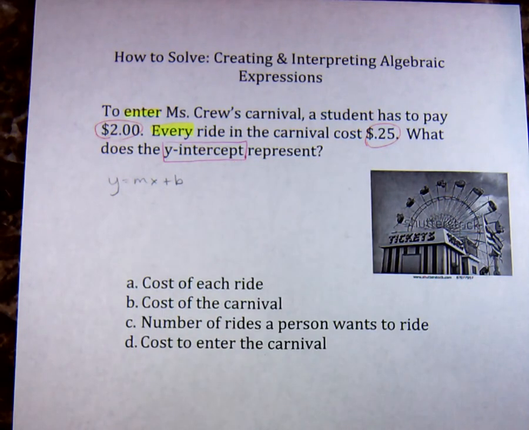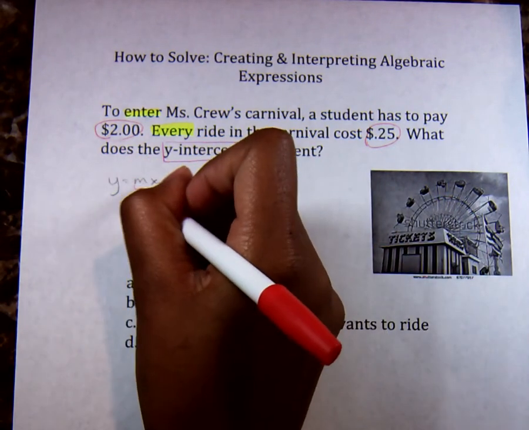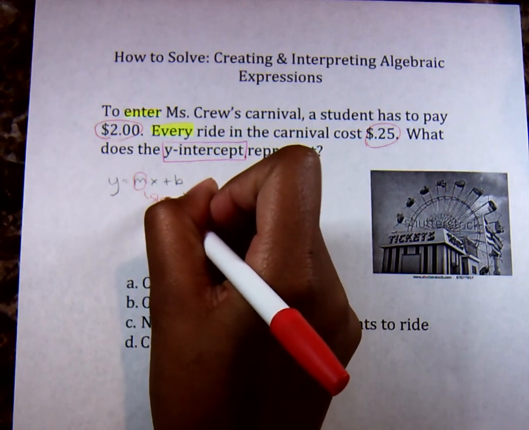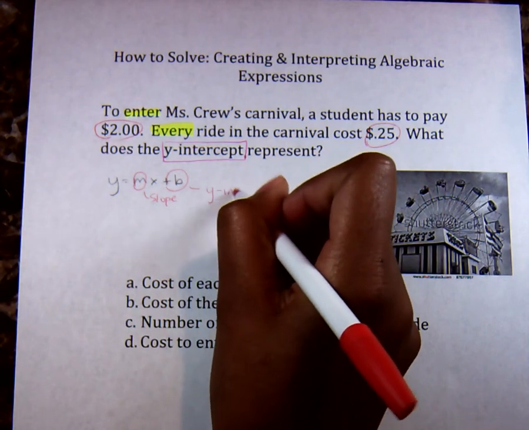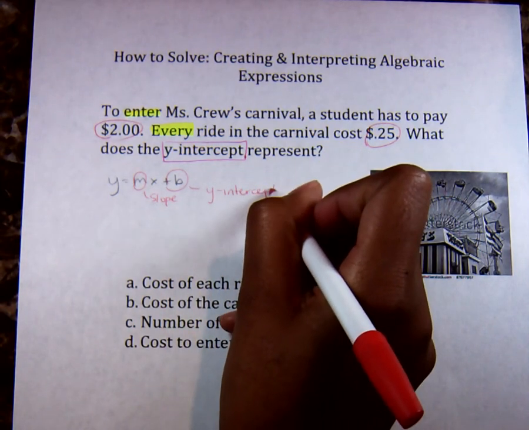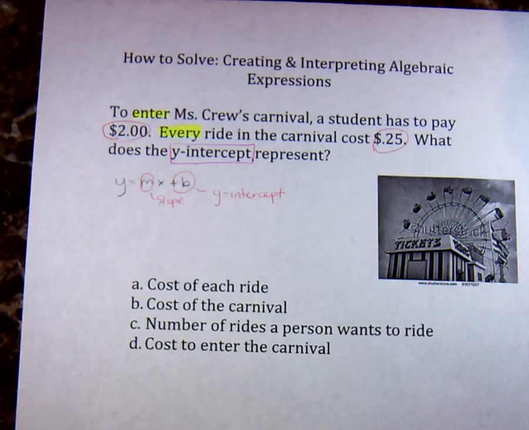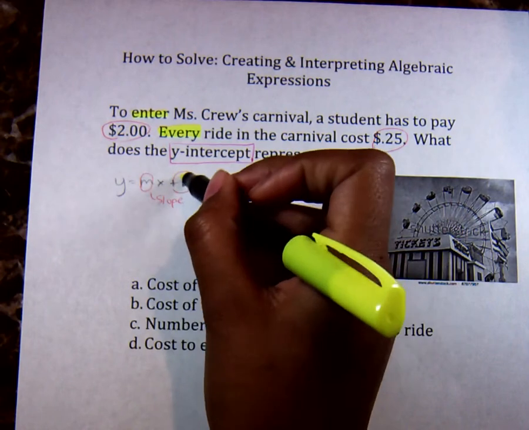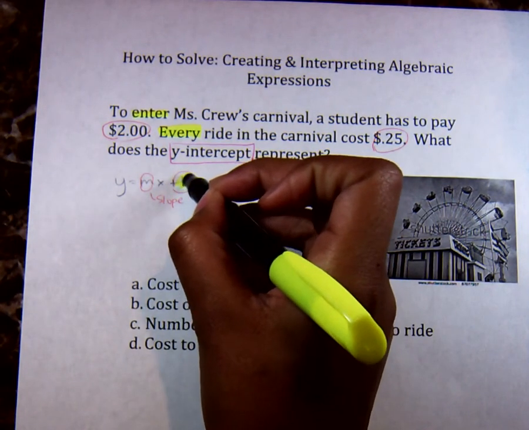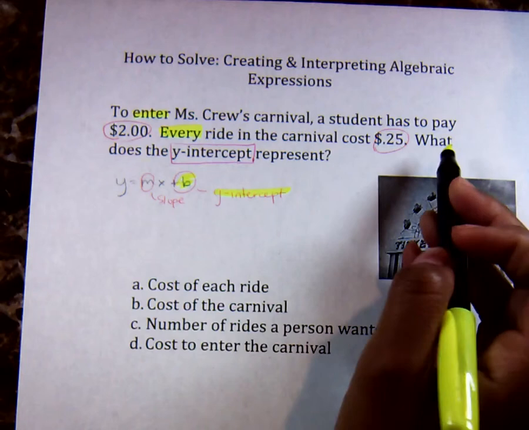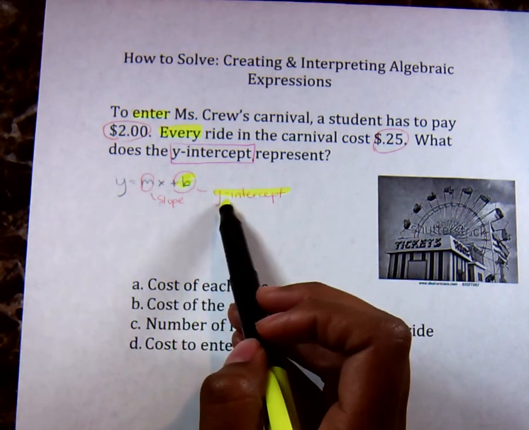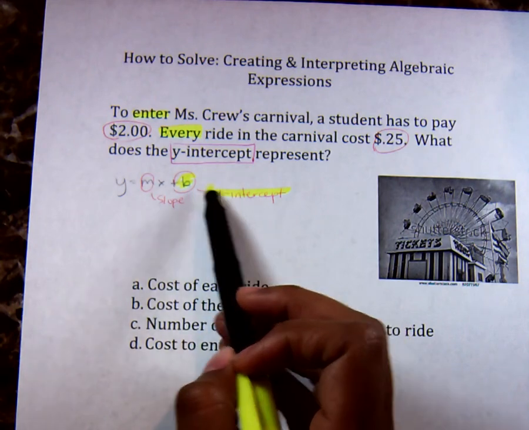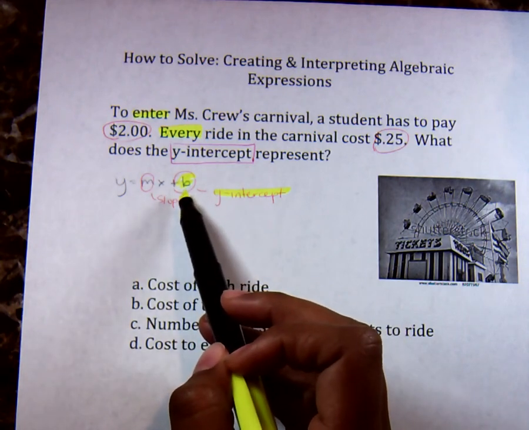And as we already know, the m is your slope, and your b is your y-intercept. And with this y equals mx plus b, I'm actually going to highlight the b and the y-intercept. And the reason being is because when I go back to my problem, what does the y-intercept represent? That is what the problem wants me to find, my b. I need to interpret what my b means.